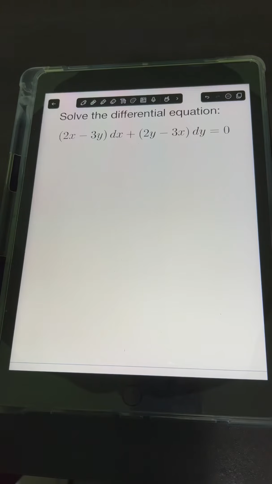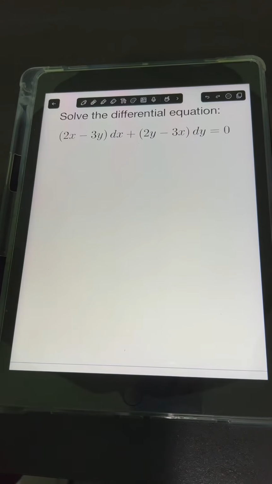Let's solve this problem. Solve the differential equation (2x - 3y) dx + (2y - 3x) dy = 0. So this DE is actually an exact DE. Alternatively, this is also a homogeneous DE, but we will try to solve this differential equation using the process in solving exact DE. So how do we know if the given DE is exact?